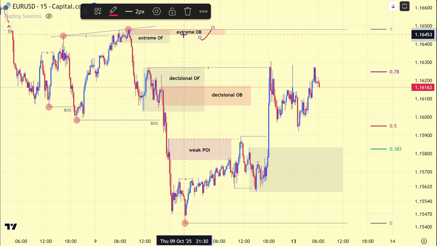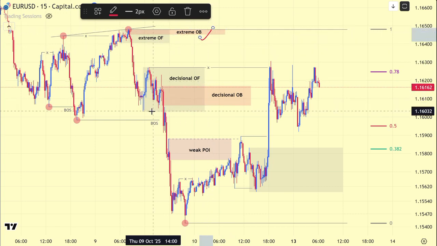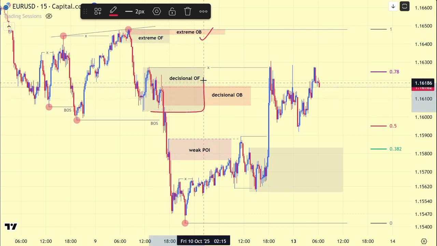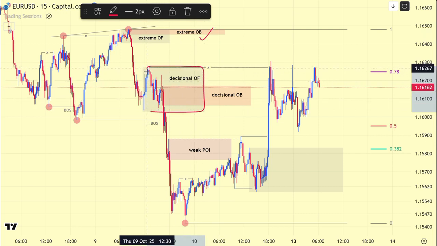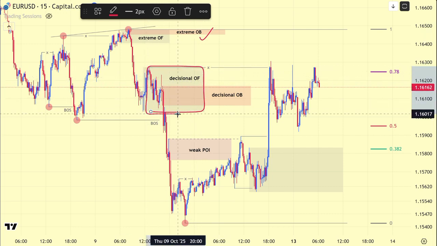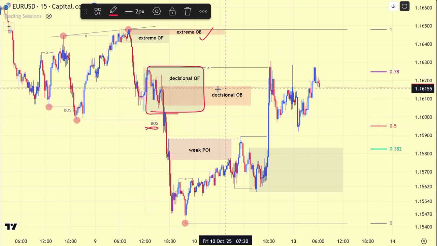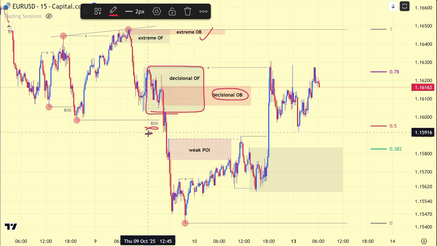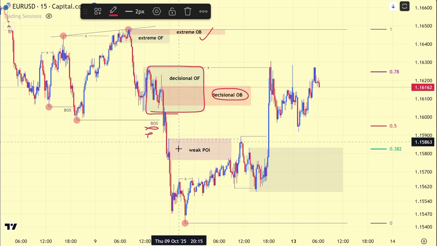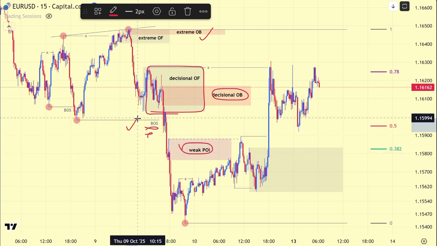So all right, in this trading range, you can clearly see I have marked everything that we need: the extreme order flow, the extreme order block, or the origin order block. You can clearly see the decisional order flow exactly right here. Why the decisional order flow? Because it is the swing that caused the break of structure. This one here is the decisional order block because it is the one that caused the break of structure. This one here is a weak POI because it occurred after the break of structure.